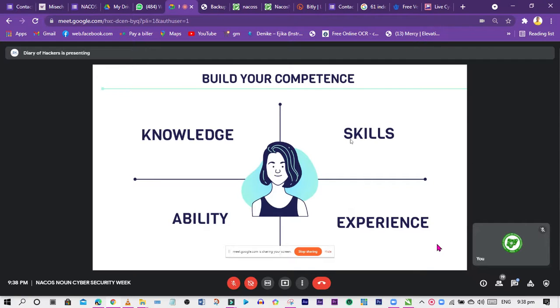Now your ability is making use of your skills and knowledge to be able to perform on the job. Some people have the knowledge and the skills, but they probably have imposter syndrome, not believing in themselves. If you have the skills and the knowledge, definitely you should perform on the job. And if you are given a job, don't say you can't do it.